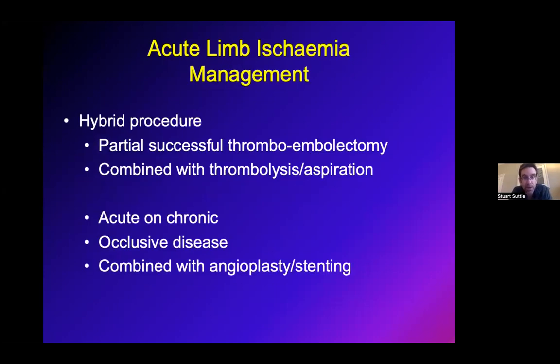Hybrid procedure, in other words, we're combining open with an endovascular. We might have partial success in clearing the clot. We might need to use thrombolysis or aspiration of the clot as an adjunct. But this really comes into its own in acute on chronic disease where there's underlying atherosclerotic disease. And we get that from the history, the examination, and partially from imaging as well, where we can combine clearing the clot with a treatment for the underlying arterial disease at the same time.